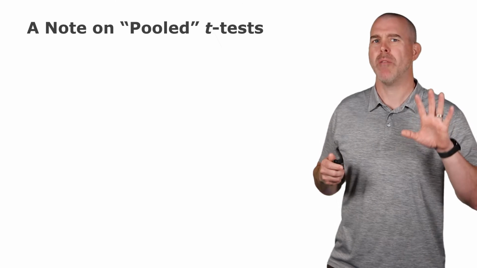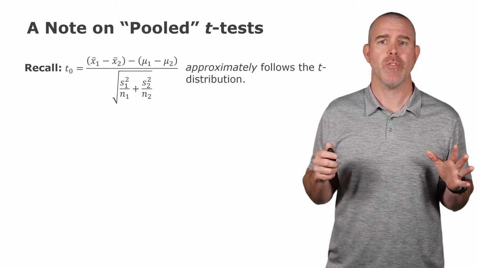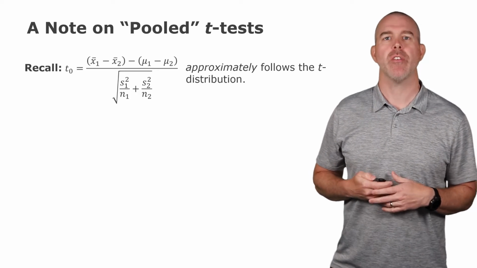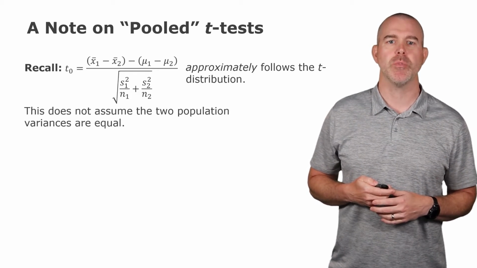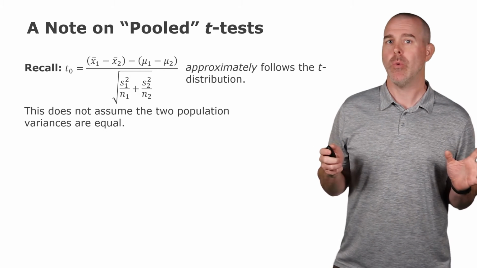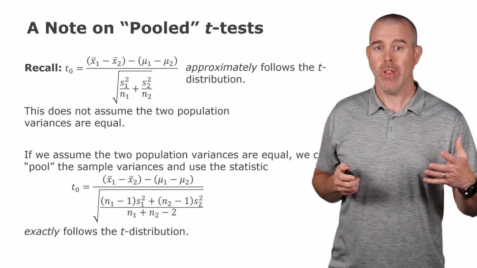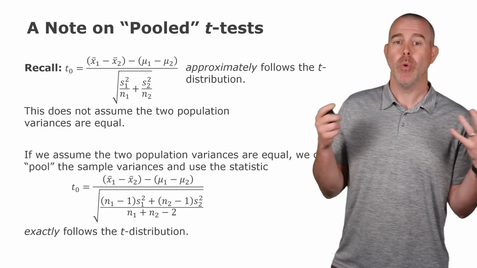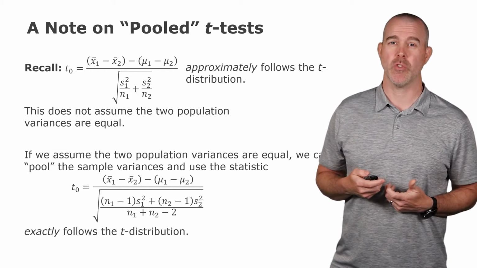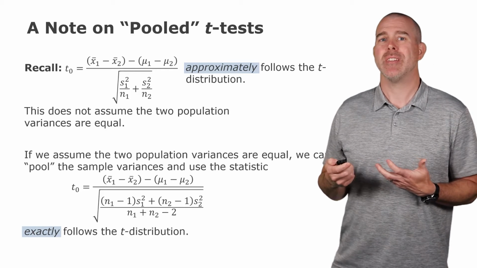Now, a little note on pooled t-tests. This is a little theoretical, just for completeness's sake. So we had this t-value that approximately follows the t distribution. It doesn't assume that the population variances are equal. Now, we could assume the population variances are equal, and then you can create this statistic, pooling the variances together, and this one exactly follows the t distribution. Okay, so approximately versus exactly.